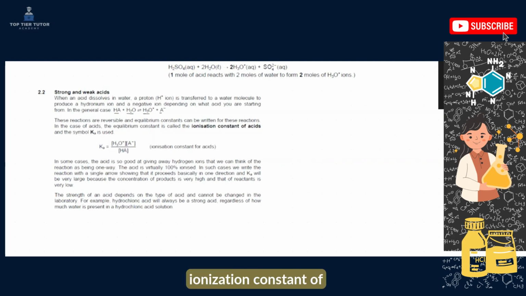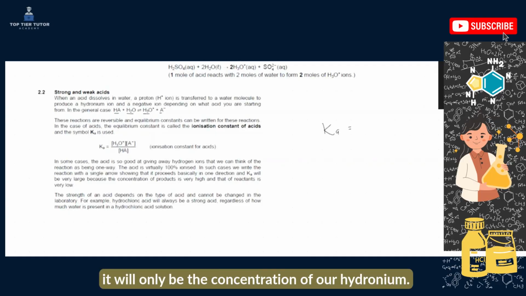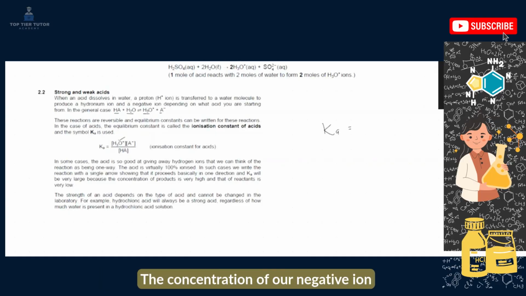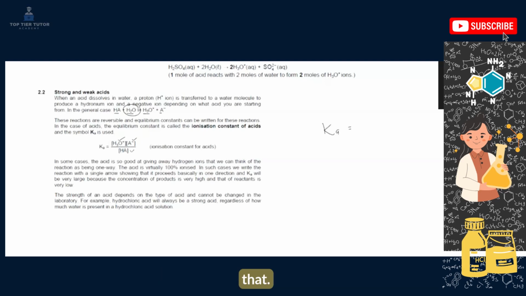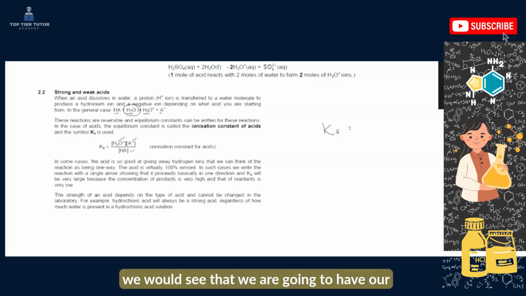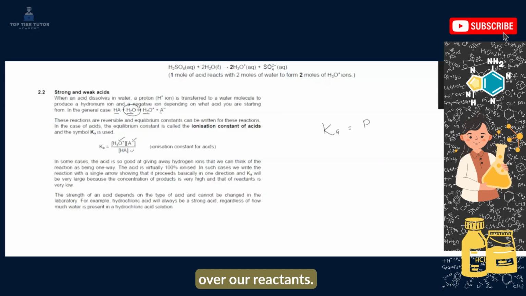the ionization constant of our acid, remember that the constant only takes in either gas or aqueous species. So in this case, it will only be the concentration of our hydronium, the concentration of our negative ion, and the concentration of our acid. We won't put in the concentration of water because water has an effectively constant concentration. We cannot in any way compute that. So to calculate the Ka value, we would have our products of this ionization over our reactants.